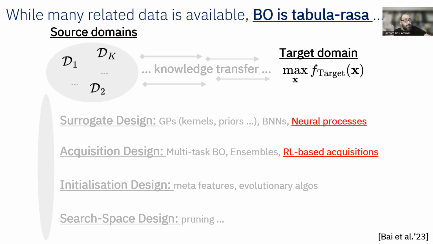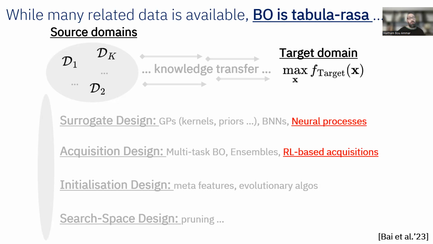Apart from surrogate design, there are a lot of people who are looking at acquisition design, trying to design multi-task Bayesian optimization acquisitions, or trying to do an ensemble of acquisitions. And there's one direction that is doing reinforcement learning-based acquisitions, and that is super cool. I'm also going to talk about that. And there are other things. People look at initialization design, and people look at how you can prune the search space from related tasks.